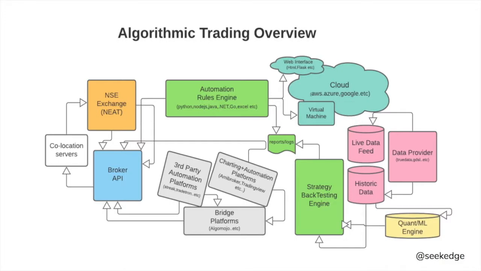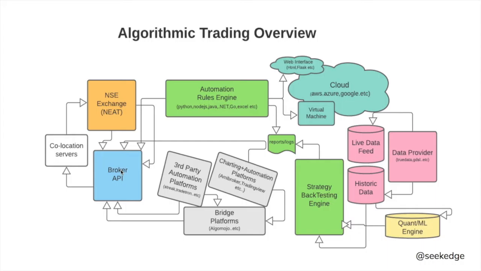Now, what you see here is more or less everything about algorithmic trading, the different components involved. Each of them would require a lot of time to deep dive into. Let's just analyze the different components. What you see here in orange is the exchange, so the NSE or the BSE or any stock exchange. Co-location servers are the servers which are located right near the exchange.